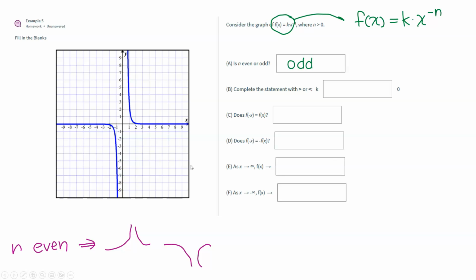So this is obviously going to have an odd exponent here. Now, is k greater than or less than 0? Is the k value positive or negative? If it was negative, you would see it start off higher on the left and be lower on the right. This one's starting lower on the left and higher on the right. So it's negative for values that are below the 0 but that are positive, and it's going to be positive for those that are over that. So it's definitely greater than.